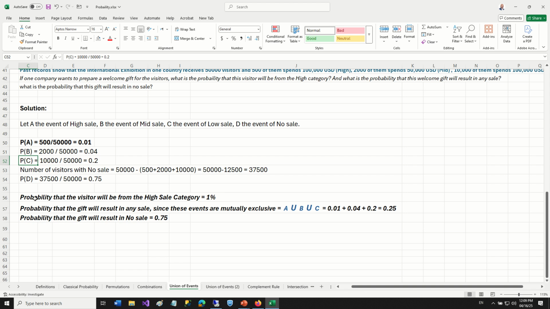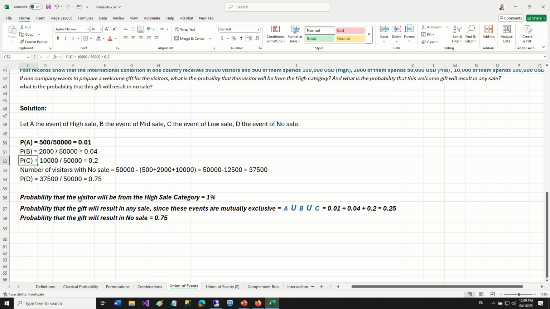The number of visitors with no sale equals 50,000 minus the visitors who are paying. If we subtract all the visitors who are paying from the total number of visitors, we will get the number of visitors who did not make any sale or purchase. So 50,000 minus 500 and 2,000 and 10,000 means 50,000 minus 12,500 equals 37,500. So the probability of D for no sale is 0.75.